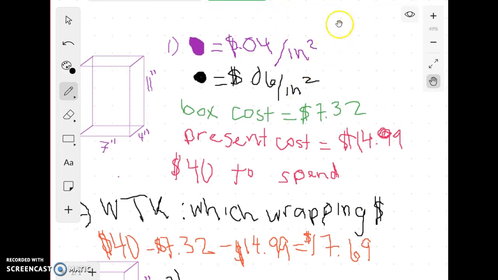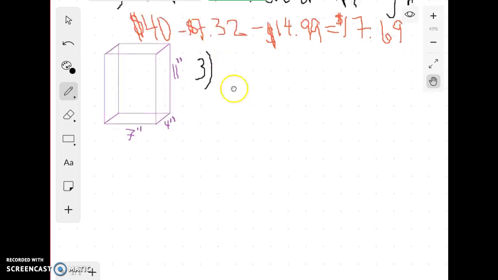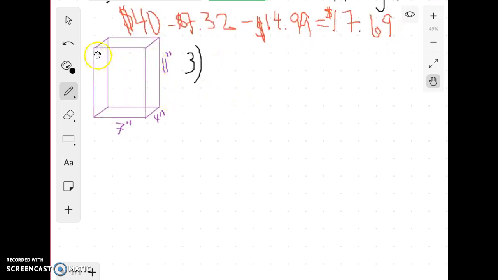We need to know the costs of our wrapping paper. That is relevant. And then we also need to know what? We need to look at the dimensions of our box. This is because surface area involves the surface, the total area of our entire figure, in this case our rectangular prism. So we need to calculate the surface area of this box using these dimensions.